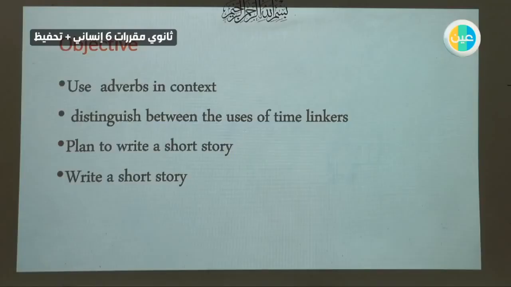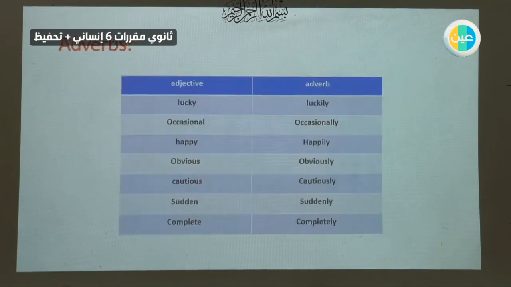Finally, write a short story. First of all, you know that to write a story, we need to use some adverbs. Adverbs help you to improve the events of the story, the actions. Here you have some adverbs. Let's differentiate between the adverbs and the adjectives to revise them and make them familiar to you.